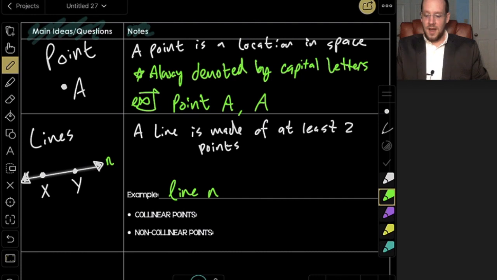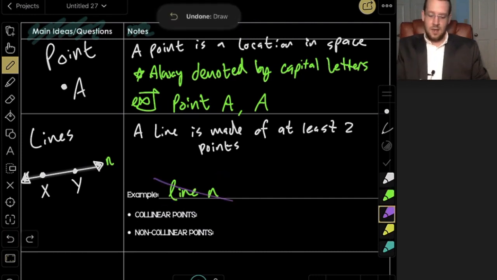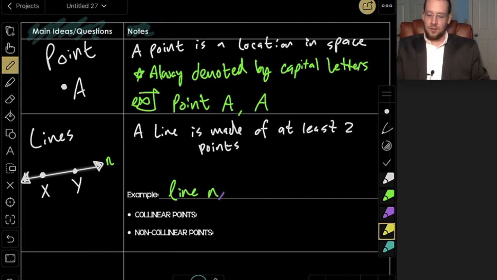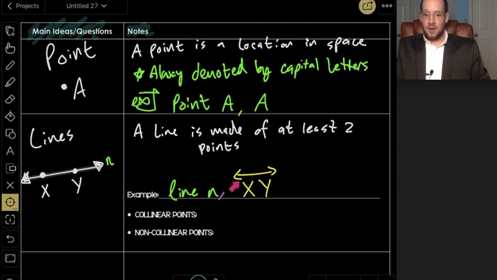But what you will find is that I oftentimes will not write it like this because there is a better and more efficient way to write the thing. In geometry, we name things very simply. This is the line, right? It's a line. It has two arrows, goes on forever and ever, made up of the points X and Y.